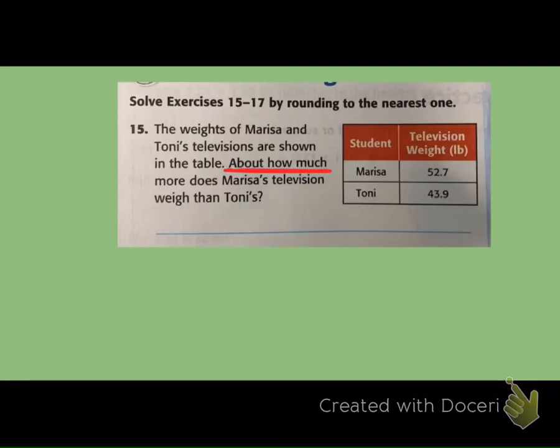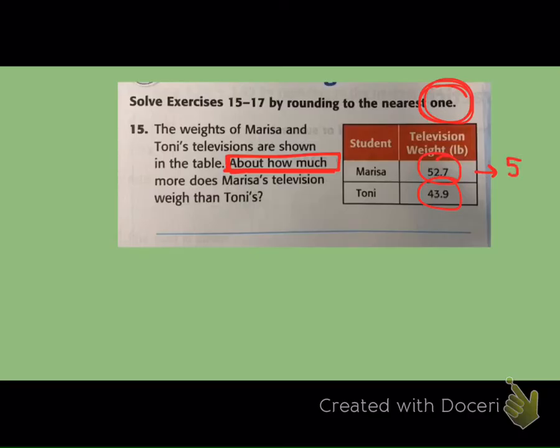Whenever you see about how much, this part right here, that tells you that you are going to be estimating. If it said just find the difference, you would just be subtracting. But since it says about how much, that tells you that we are estimating. So we're going to go ahead and estimate these two numbers. It does tell us 1 right up here. I was going to say we have to use some common sense, but they've told us we're rounding to the nearest 1.